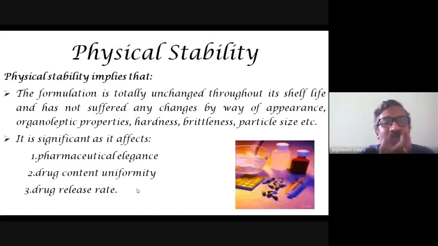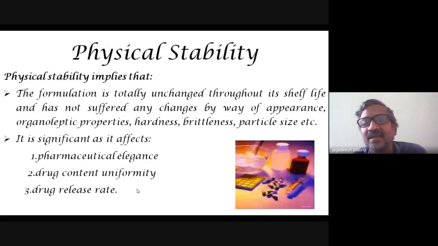On seeing it, the patient thinks he has received another formulation, even though it is the same brand, because there is a change in the color, odor, taste, everything. He thinks, I am getting a different thing. The elegance has gone, and drug content uniformity will be affected because there is a change in the particle size. The drug content will vary from the bottom to the top.